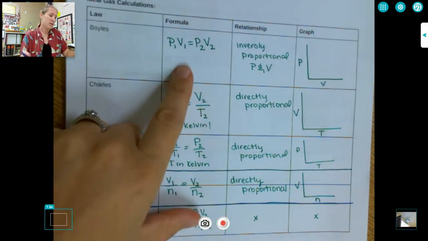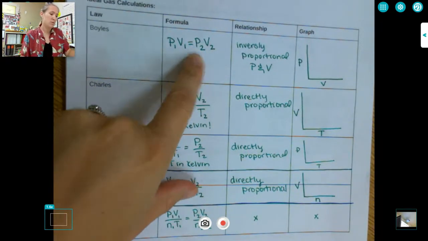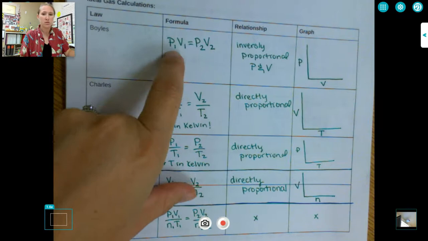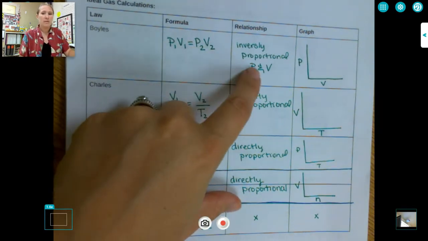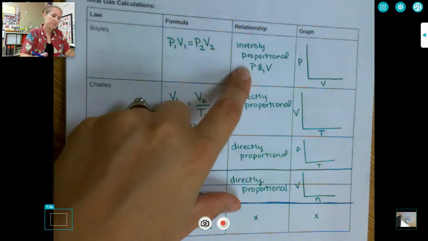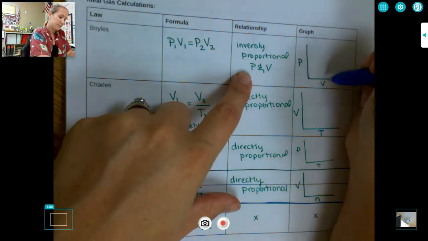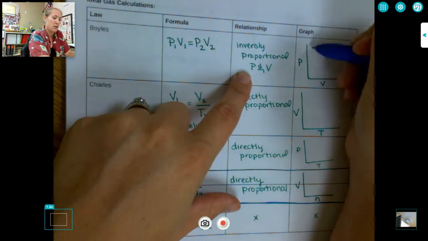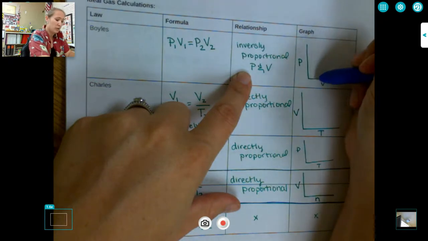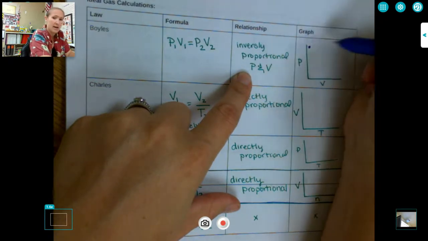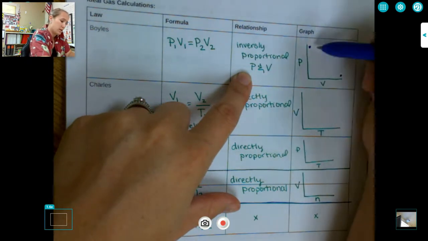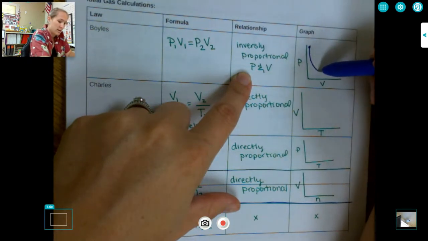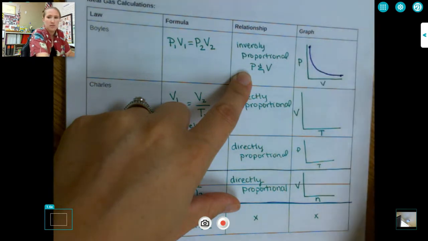So we have our formula. Remember, P1V1 equals P2V2. We have our initial conditions and our final conditions. When we have this formula, these are inversely proportional. If I were to graph that, inversely means when one's low, the other one's high. So at low volumes, I have high pressure. At high volumes, I have low pressure, and it looks like this.